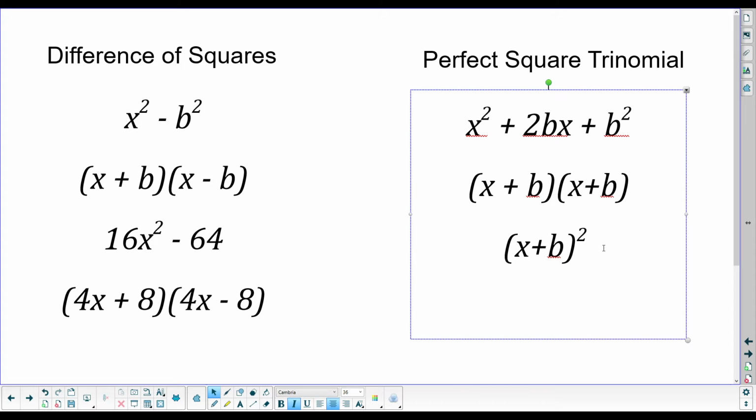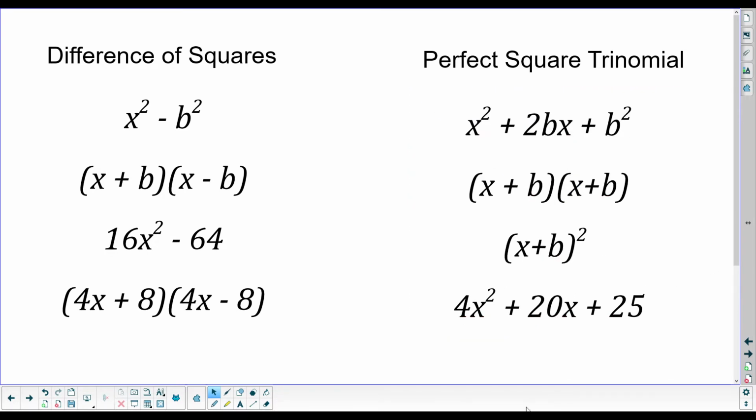So if I look at this, let's go 4x squared plus 20x plus 25. Okay, so look at this first term. That first term is 4x squared. So that's 2x multiplied by itself. So it's 2x squared. And then 25 is 5, the square root of 25 is 5, multiplied by itself.